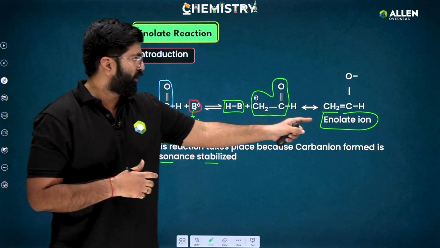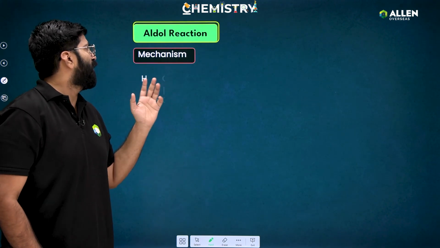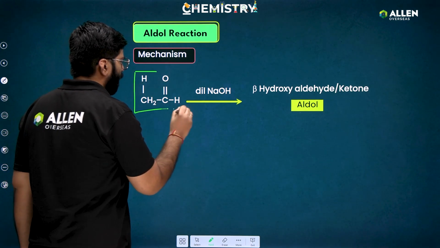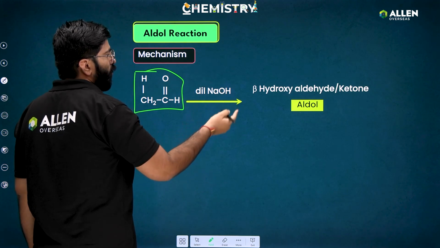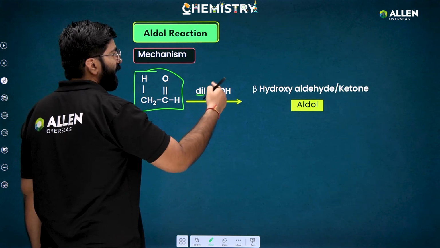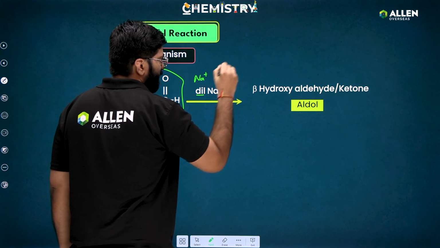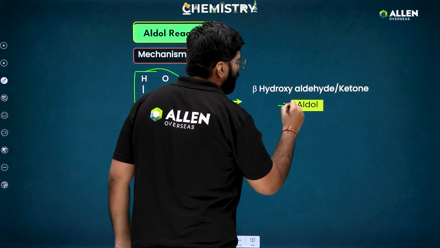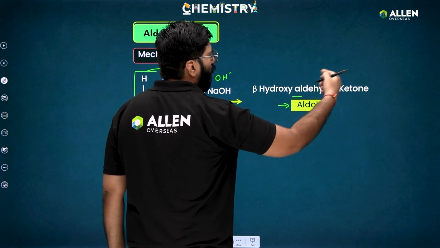Once we know how the enolate ion is formed, we can easily understand the mechanism of the aldol reaction. How? First of all, there will be an aldehyde given to you, in the presence of dilute NaOH. It means there will be Na plus and OH minus present here. Yes or no? And what is going to be produced? An aldol, which will be a beta hydroxy aldehyde or ketone.